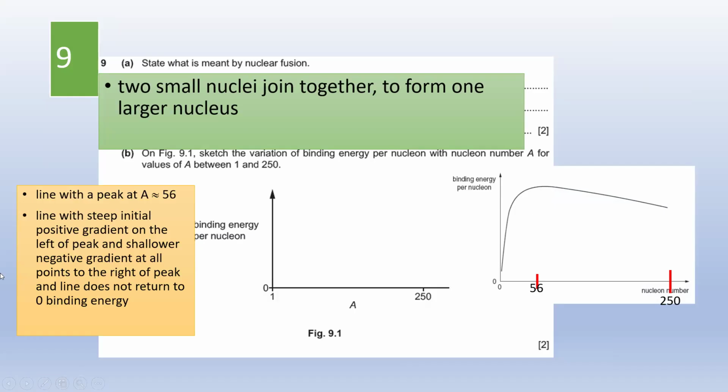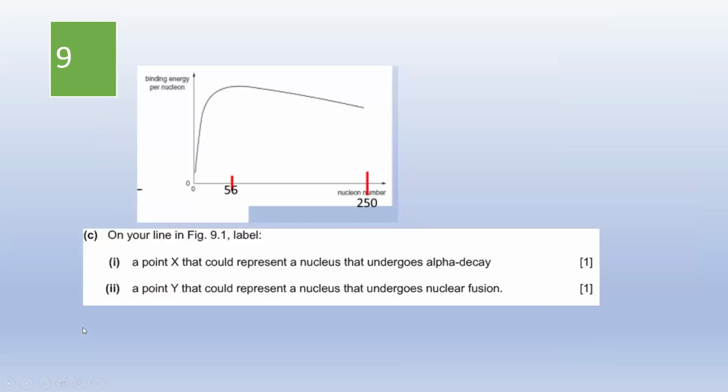There's a marking scheme requirement to give you the full 2 marks. Mark X, that could represent the nucleus that undergoes alpha decay. Alpha decay is somewhere around here. Mark Y, that could represent nucleus undergoing fusion. Fusion is around here.